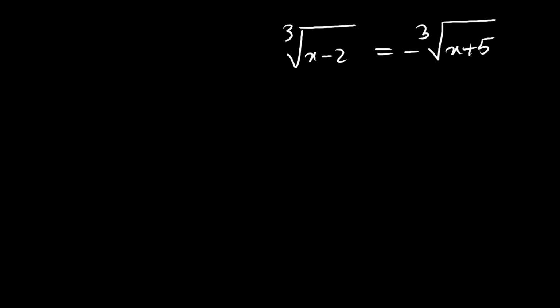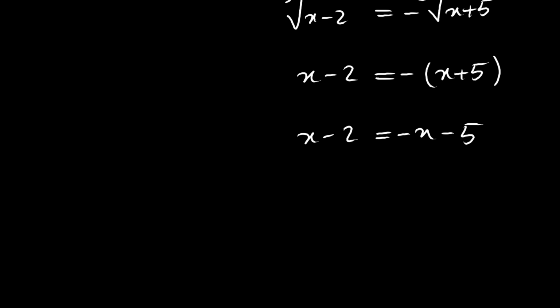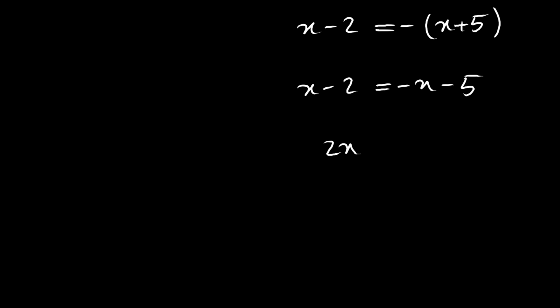So we're going to have x minus 2 equals negative the quantity x plus 5, which means x minus 2 equals negative x minus 5, which means that 2x equals negative 3, which means x equals negative 3 over 2. Great, so negative 3 over 2 is our third solution to our problem.